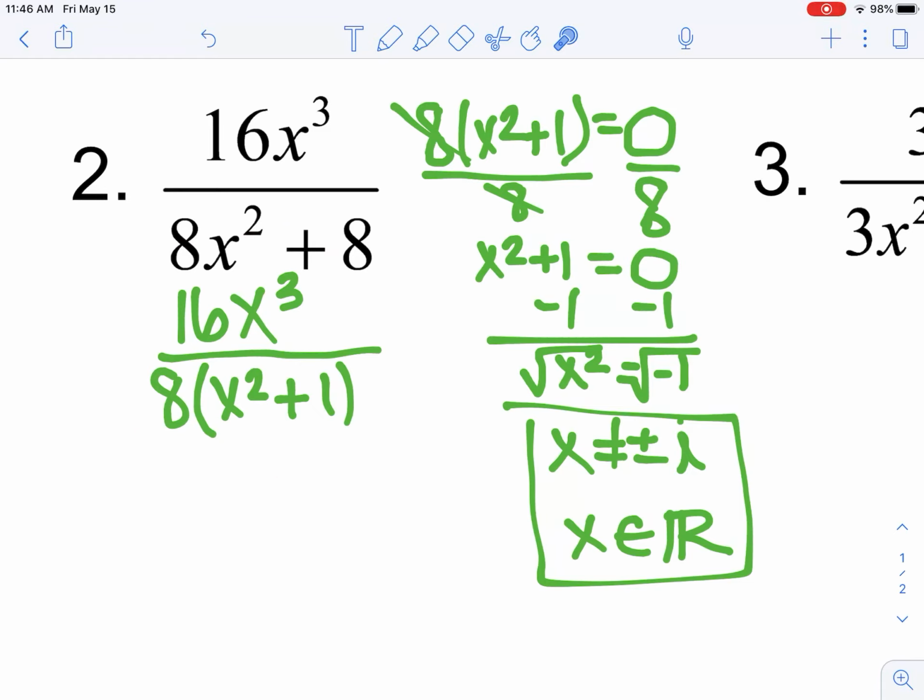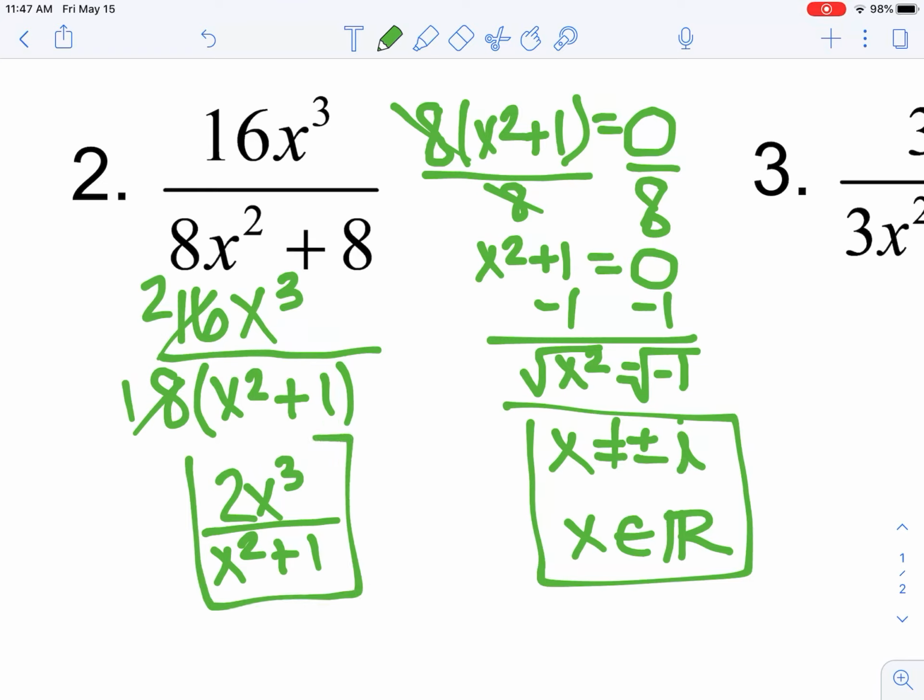Okay, so let's take a look back over here. We can now continue simplifying. We've got a 16 in the numerator divided by an 8 in the denominator. 16 divided by 8 is 2. So we're left with a 2 on the top. This is really a 1. So 2x to the 3rd. And then on the bottom, you can just distribute in that 1. So it's just x squared plus 1. So our final answer is 2x to the third divided by x squared plus 1, where x is not an imaginary number, x is in the real numbers.